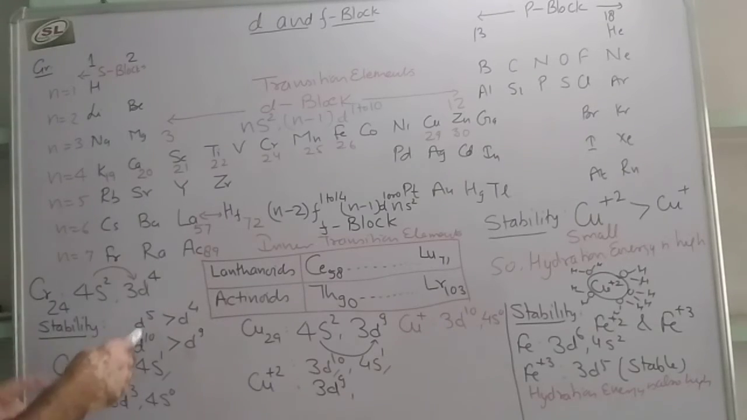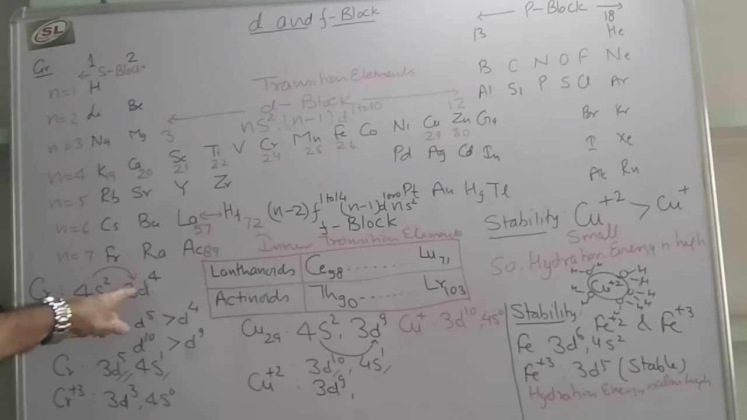Now d5 is more stable than d4 because of the greater exchange energy. Greater exchange energy is had by d5 and d10, so they are more stable than d4 and d9. As a result, we always convert d4 into d5. And how can we do it? One electron of 4s will automatically move to 3d4 to gain stability. So the configuration becomes 3d5 4s1.